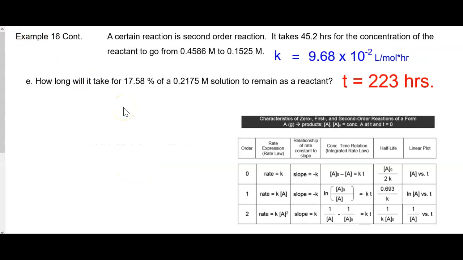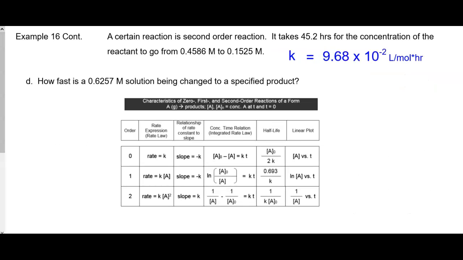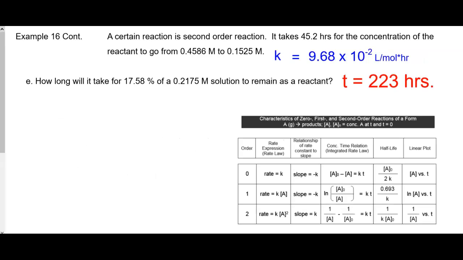All right, for 16E then, it says, how long will it take 17.58% of a 0.2175 molar solution to remain as a reactant? So remember, anytime we have a percent, first of all, we know that it is from the previous work. We know it's second order, so we're following this scheme right here, this row of formulas. We're looking for time. How long is time? So we're going to use the integrated rate law, okay? And we have a percent.